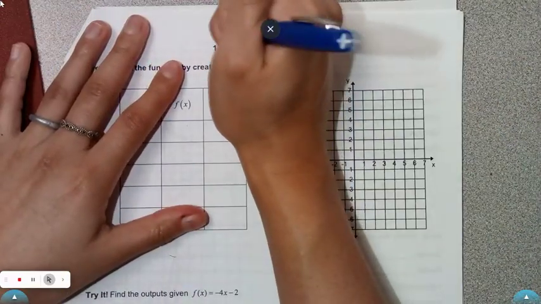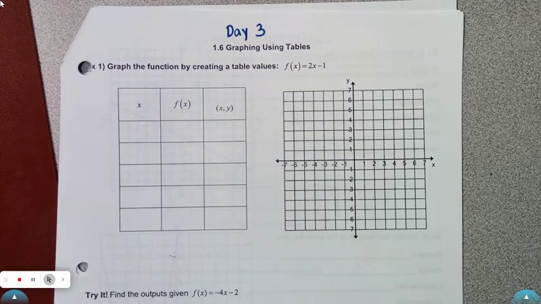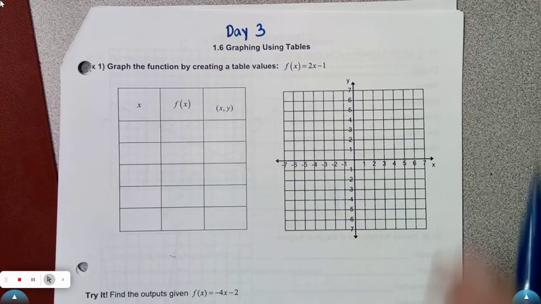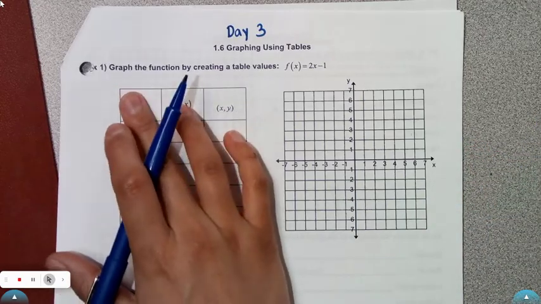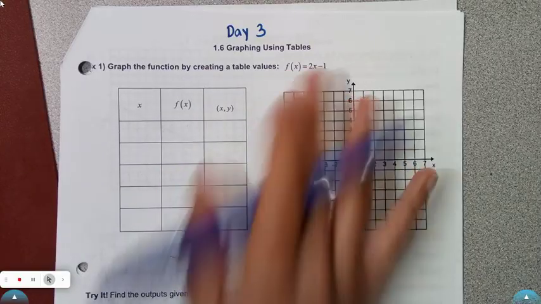Alright, so today we're starting with 1.6. Today is day 3 of grade repair. So this is the last video that you'll be watching before you take your test. And so today we're talking about graphing using tables, and it tells you right here to graph the function by creating a table of values, and then here's your function.